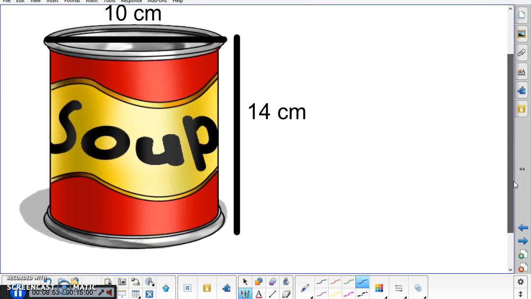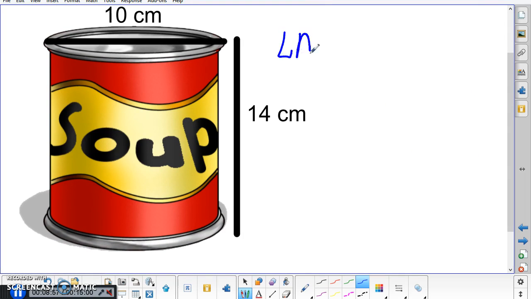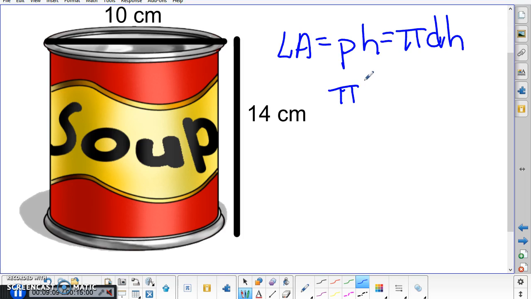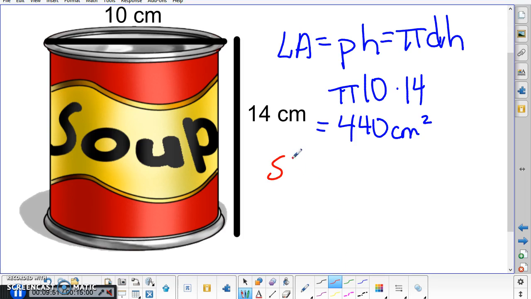So now let's find the lateral area and the surface area of this cylinder. So lateral area is the perimeter times the height, but the perimeter is pi times diameter. Our diameter is 10. Pi times 10 times the height would be 14. We're going to round to the nearest whole number here. Pi times 10 times 14. Remember, if the mode on your calculator is off, you're going to get it in pi instead of in an actual decimal. Pi times 10 times 14. 440 centimeters squared.